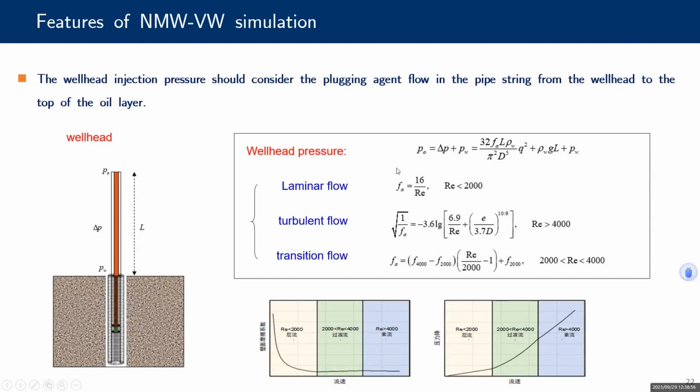Most production engineering concerns the injection pressure at the wellhead. So the wellhead injection pressure should consider the plugging agent flowing in the pipe string from the wellhead to the top of the oil layer. We can calculate the well pressure according to the different flow regimes. These are the equations for laminar flow, turbulent flow, and transitional flow, which each have different equations.